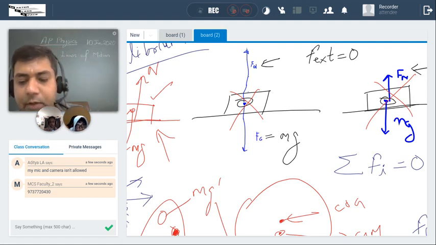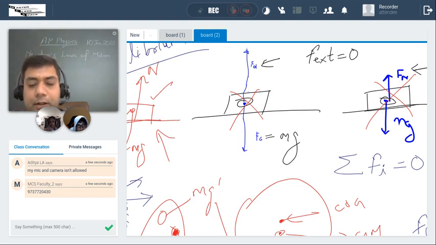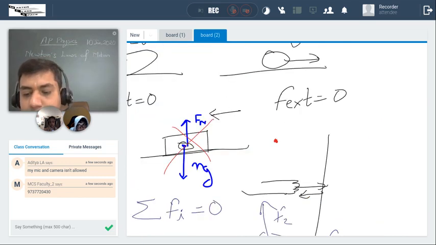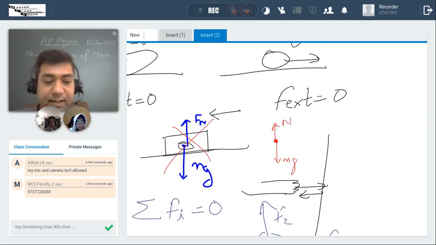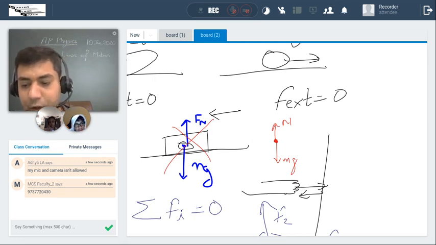I tell you one thing. In many of the FBDs, they are drawn like this. They consider the whole body as a point, and on that point, they show the forces, like mg and normal reaction. Got it? Yeah, that's why I drew a little point. Basically, they draw like this.